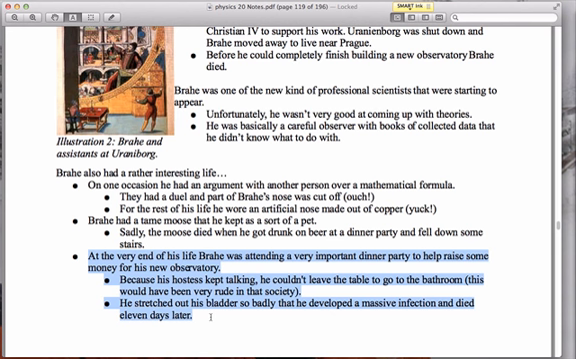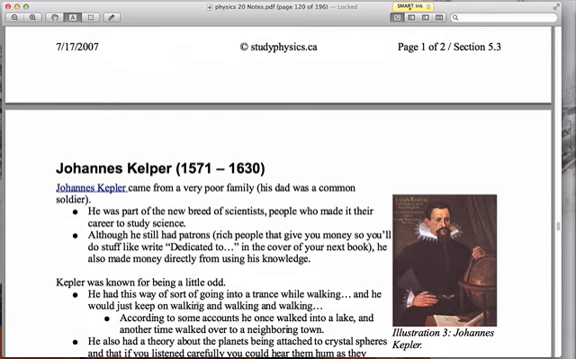Apparently, because he held his pee because he didn't want to go to the bathroom, since it was rude, he stretched out his bladder and got an infection and died. The other interesting hypothesis on his death is that he was assassinated by his assistant, who was the next person we're going to look at, Johannes Kepler.